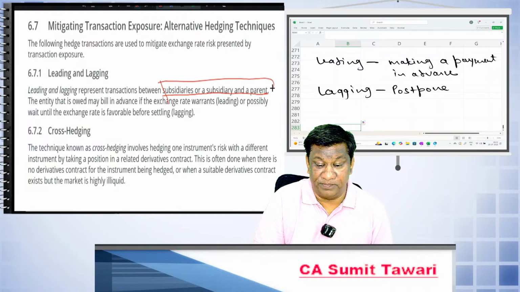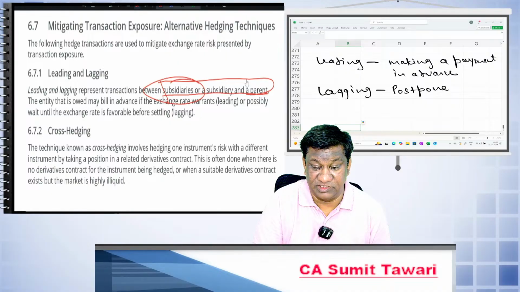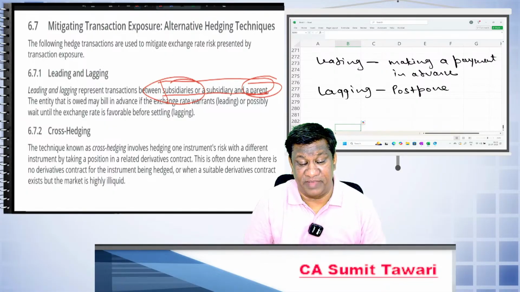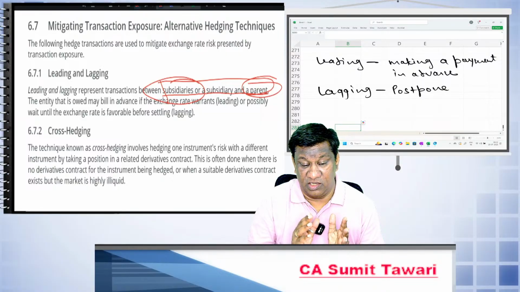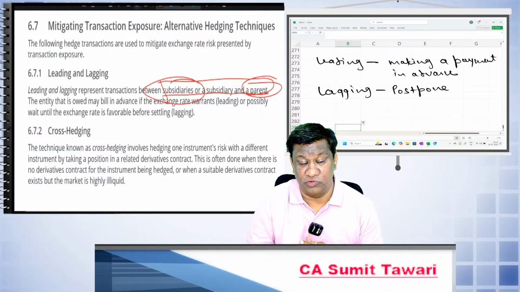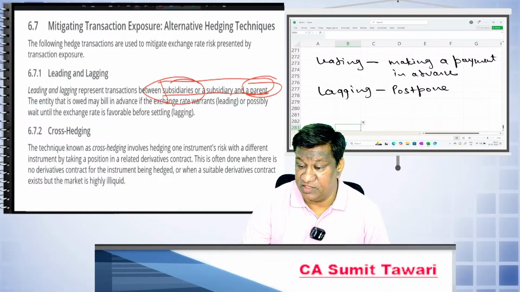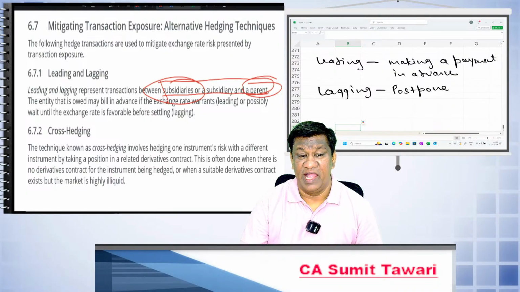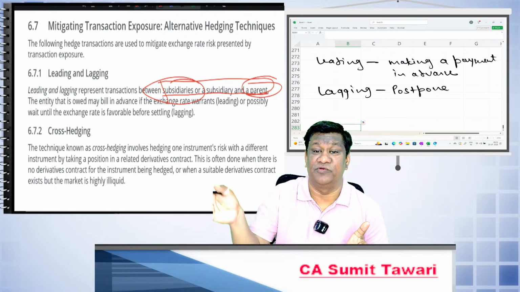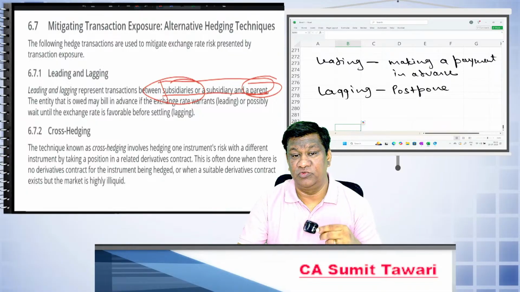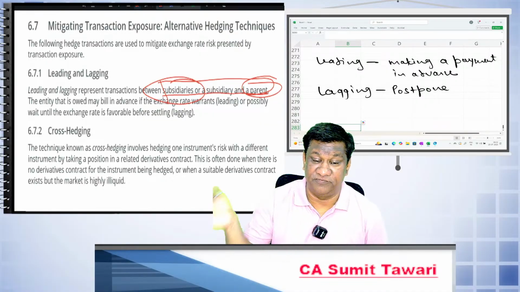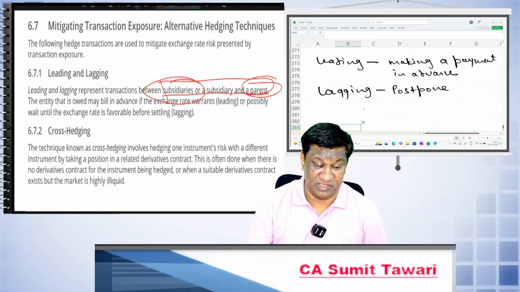So the holding company can keep control over their subsidiaries as well as the parent itself. That's why this kind of mechanism we can adopt only if both the entities belong to the same group. Leading means making a payment in advance. Say one subsidiary needs to make a payment to another subsidiary or the parent company, and it is expected that the exchange rate may be unfavorable in the future. So they can make the payment in advance. The same way, if they expect that the exchange rate may be better in the future, in that situation they can postpone the payment. So that is basically the leading and lagging technique.